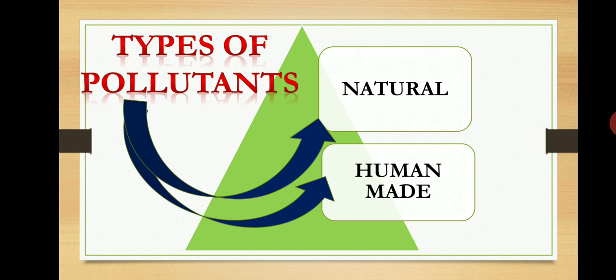What are the two types of pollutants? Natural pollutants and human made pollutants. How many types of pollutants are there? There are two types. Now, what are pollutants? Once again, one last time. Pollutants or contaminants are things that damage the environment. And how many types of pollutants are there? There are two types, natural and human made.